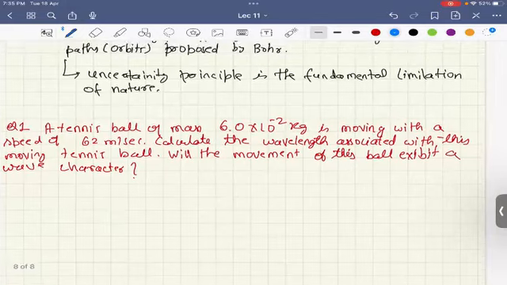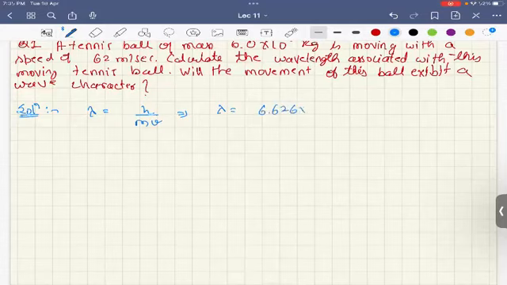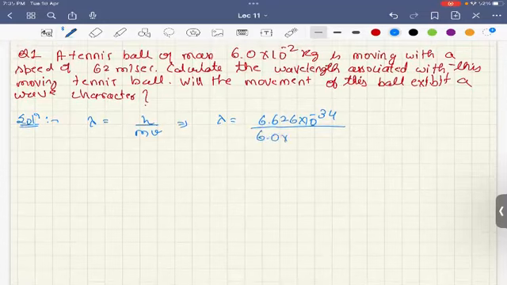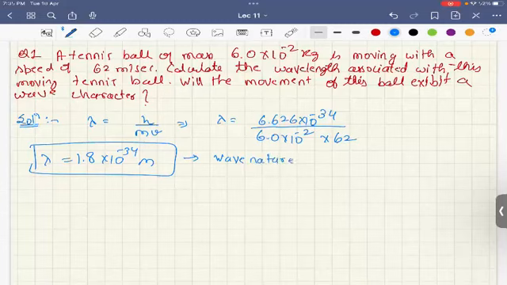Basically, we are asked to find the de Broglie wavelength. According to de Broglie, λ = h/mv for the problem at hand, where h is Planck's constant, the mass of the tennis ball is 6 × 10^-2 kg and the velocity is 62 meters per second. Lambda comes out to be around 1.8 × 10^-34 meters. Clearly this is very small. This wavelength is too small to be measured, and therefore the wave nature of the ball cannot be detected. Thus the ball will not have wave-like character.